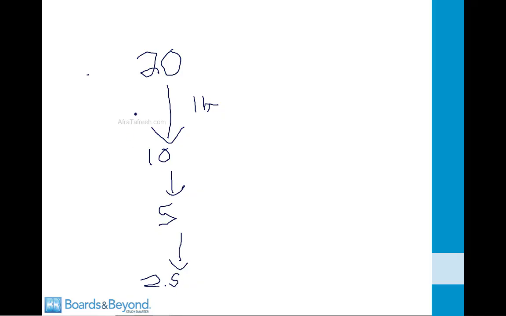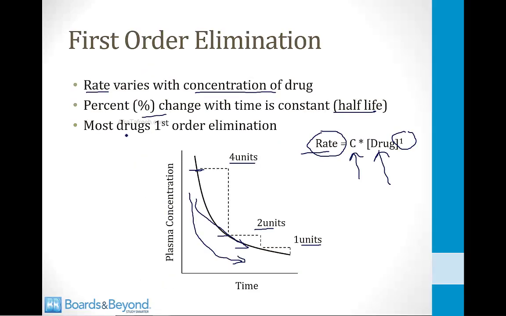And after another hour, we would then have 2.5 units. So you can see that the change from 20 to 10 and 10 to 5 is different every hour. However, the percent change is constant, and therefore the half-life is constant. And most drugs follow first order elimination. There are just a few drugs that follow zero order, and those are the ones I mentioned on the last slide.